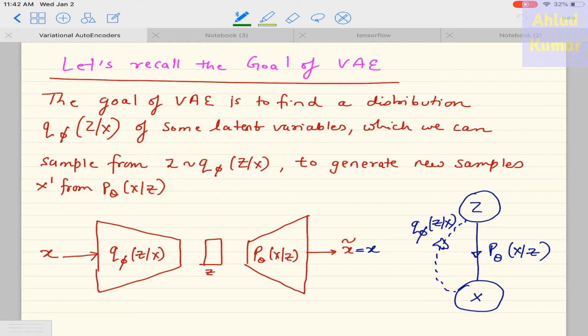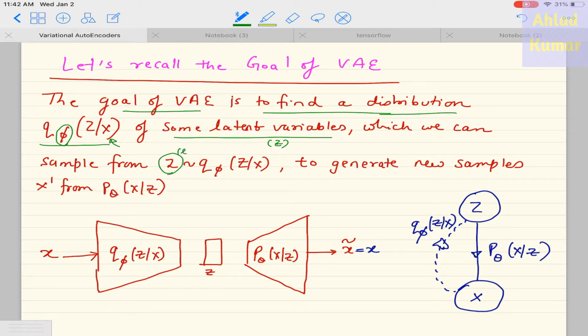The goal of the variational autoencoder is to find a distribution q_phi(z|x). Please note that I have kept phi over here because we want to learn this parameter phi. That's why it is in the subscript. So q_phi(z|x) is the distribution of some latent variables. We are trying to find a distribution of the latent variables z, that is q_phi(z|x), from which we can sample the values of z.